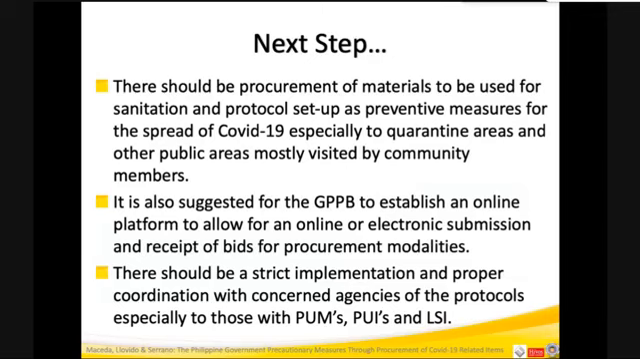Now, what's the next step for this? There should be a procurement of materials to be used for sanitation and protocol setup as preventive measures for the spread of COVID-19, especially to quarantine areas and other public areas mostly visited by community members. It is also suggested for the GPPB to establish an online platform to allow for an online or electronic submission and receipt of bids for procurement modalities. Then the last one is there should be a strict implementation and proper coordination with concerned agencies of the protocols, especially to those with PUMs, PUIs, and LSIs.